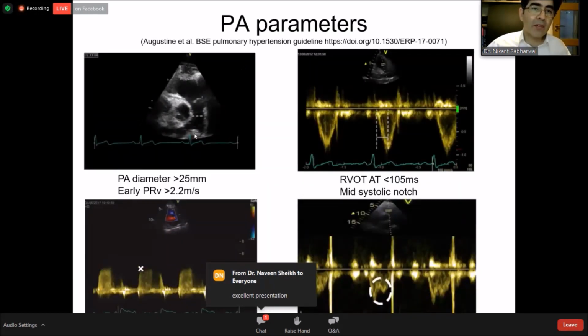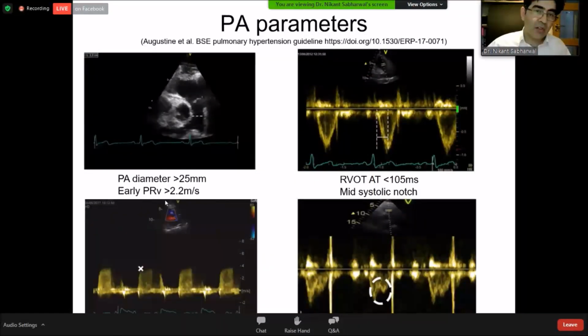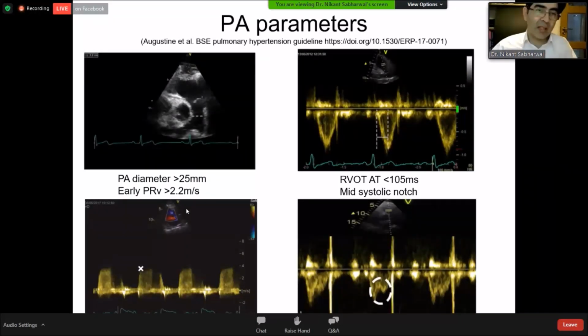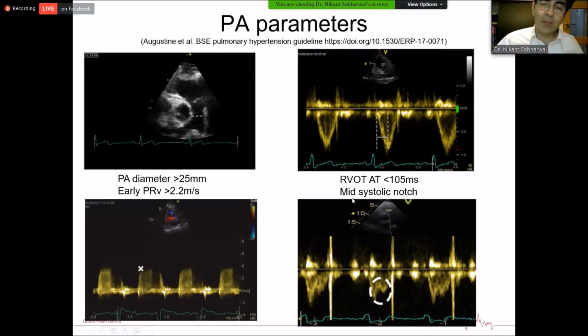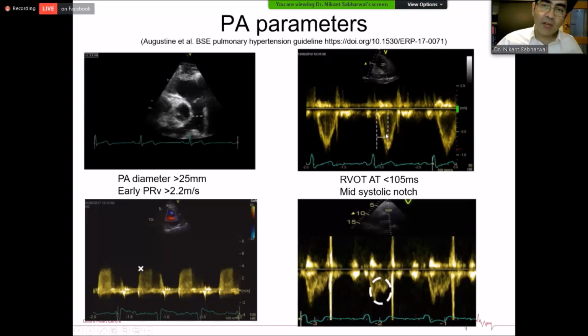On the PA parameters, a PA diameter of more than 25 millimeters. If you measure your PR velocity, you take an early PR velocity, anything more than 2.2 meters per second counts as an indicator of raised pulmonary pressure. RVOT acceleration time less than 105 milliseconds is a very good indicator of a raised PA pressure. And don't forget this mid-systolic notch. This is a very useful indicator of a raised PH. So if you've got any one of these, that again counts under your PA parameter for your guideline.